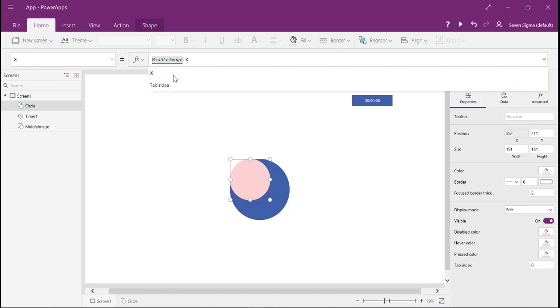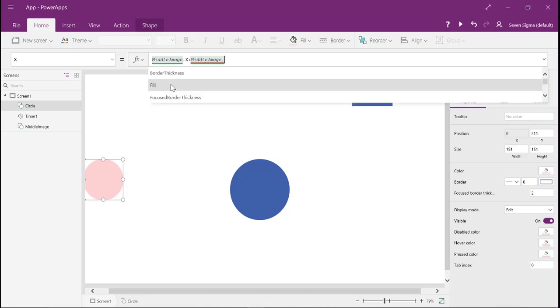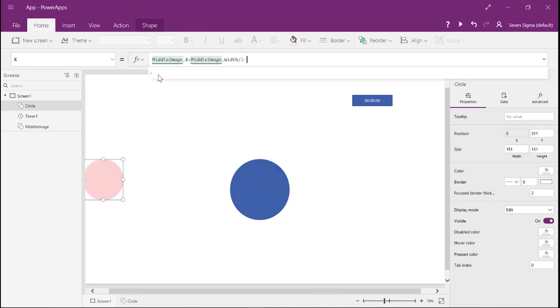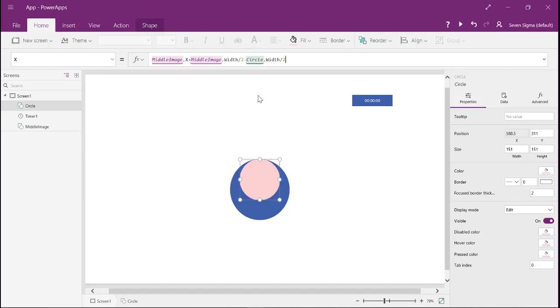So now, if I add middle image dot width, this is how I've done this before. Now you might simplify this, but that of course pushes it way too far across. But then if I subtract from that, circle dot width divide 2, half of the width, that's what we want. There you go.